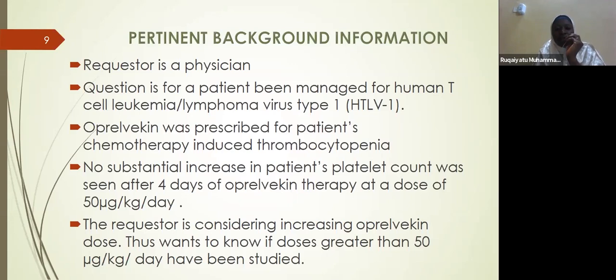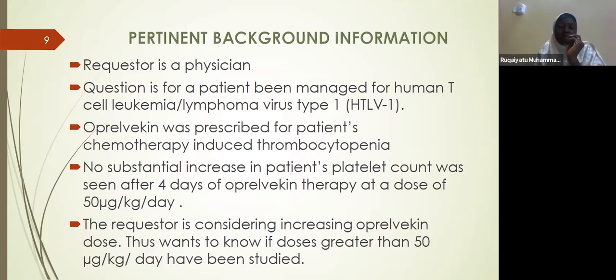And then the oprelvecin was prescribed for the patient's chemotherapy-induced thrombocytopenia because the patient received 4 cycles of chemotherapy using the CHOP protocol, which is a myelosuppressive chemotherapy regimen. And then as such, the patient developed myelosuppression and had a thrombocytopenia, that's low platelet count. So there is no substantial increase in the patient's platelet count seen after 4 days.